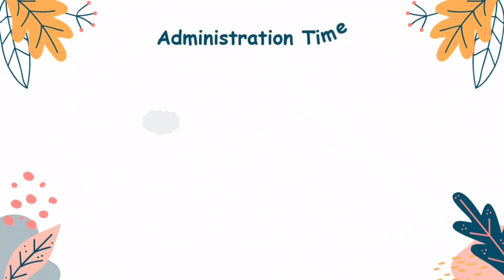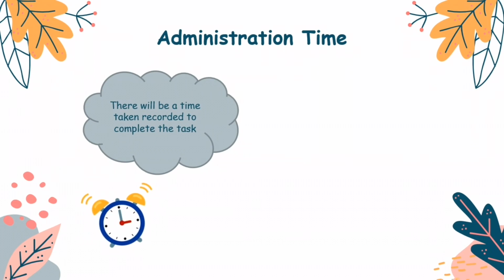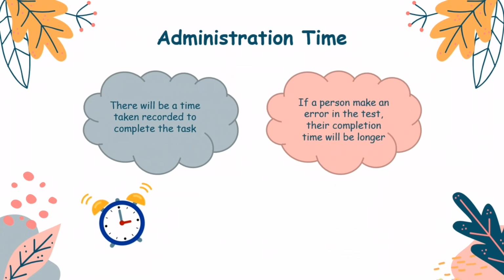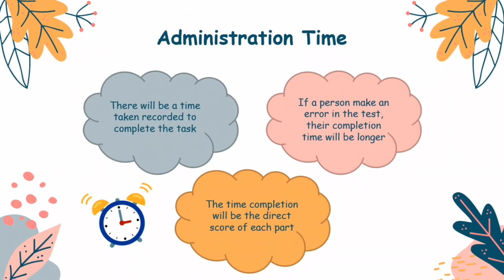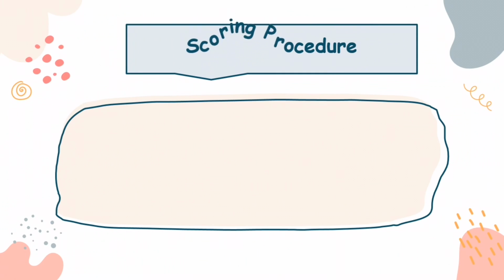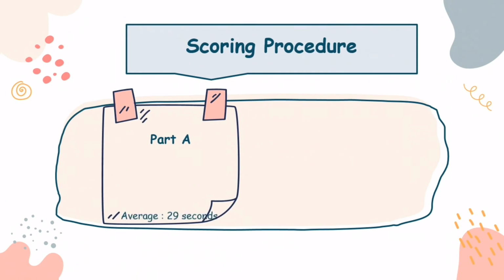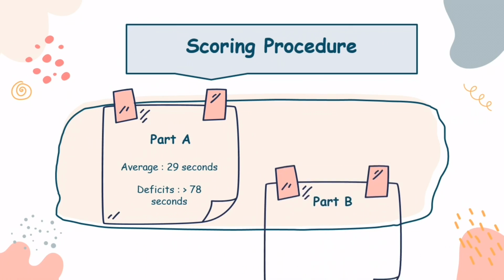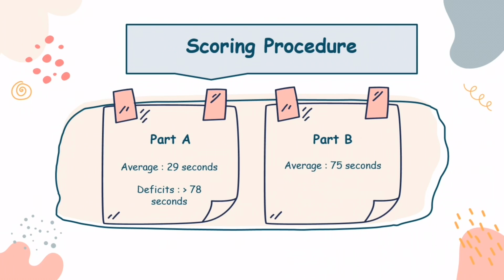The administration time. The time taken to complete the task is recorded. If a person makes an error in the test, their completion time will be longer as they need to return to the previous circle, and the completion time will be the direct score of each part. For the scoring procedure, in Part A, the average is 29 seconds. Someone with a deficit usually takes more than 78 seconds, while in Part B, the average is 75 seconds. Someone with a deficit usually takes more than 273 seconds.